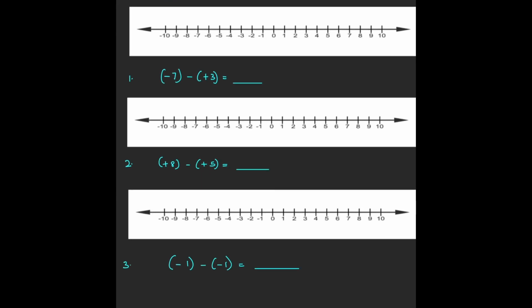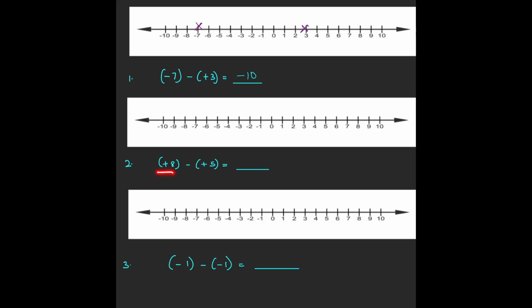Negative 7 is here. Positive 3 is here. Where am I going to start from? The second integer, I'm going to start my jumping. I'm going to move towards negative 7, the other marked number. How many steps? 1, 2, 3, 4, 5, 6, 7, 8, 9, 10 steps. Negative 10. You can write it like this, or you can just follow what your teacher is asking you to do. Negative 10 is the answer.